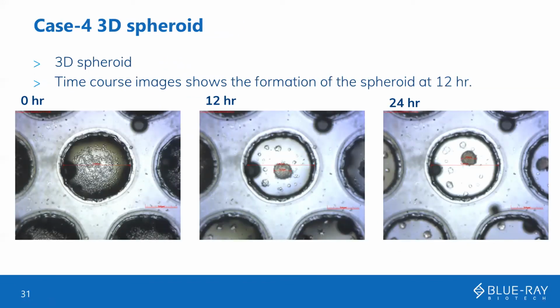And the final case is a 3D spheroid. This is a cell-made container used to cultivate 3D tumor spheres. And you can see that the cells have successfully formed a tumor sphere after 12 hours of seeding. But what happened in between is unknown.